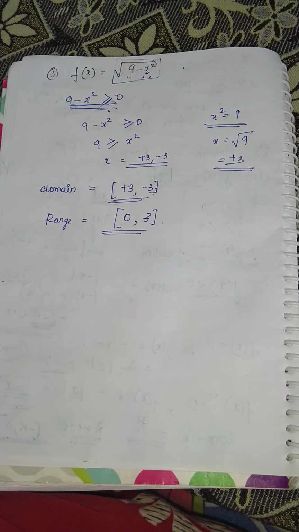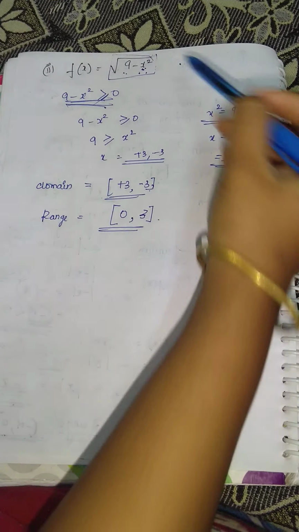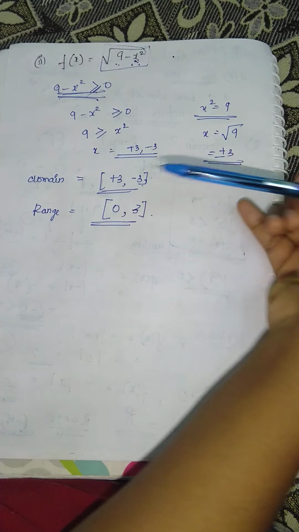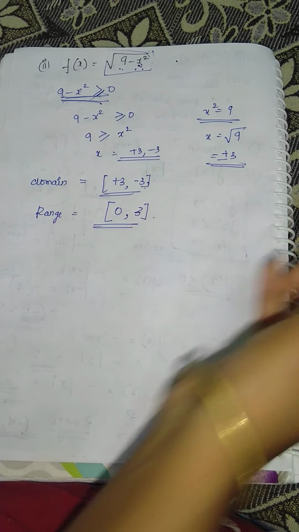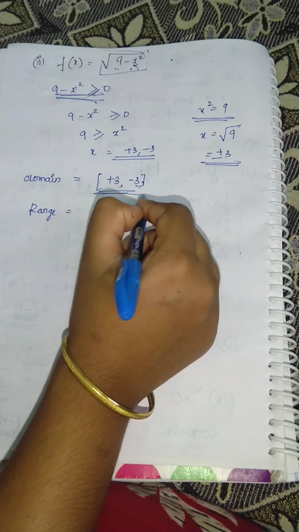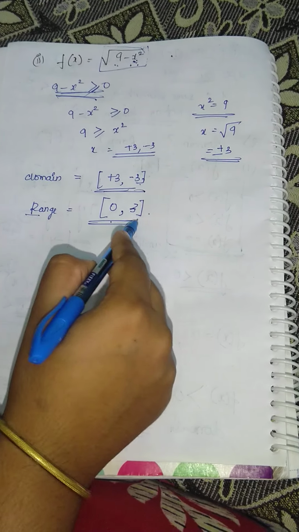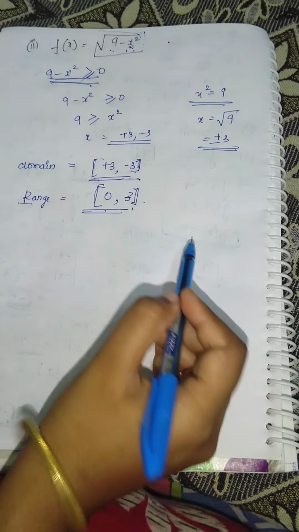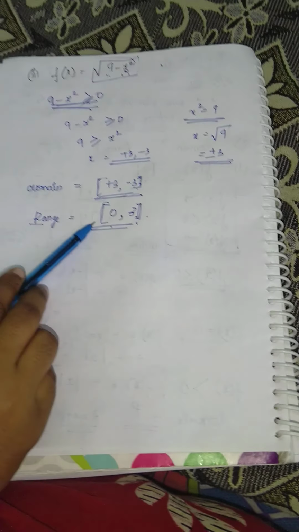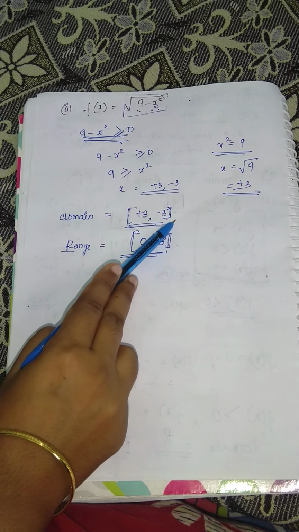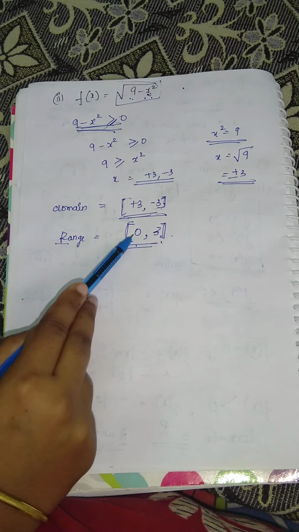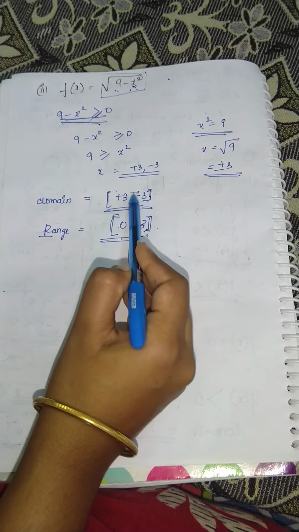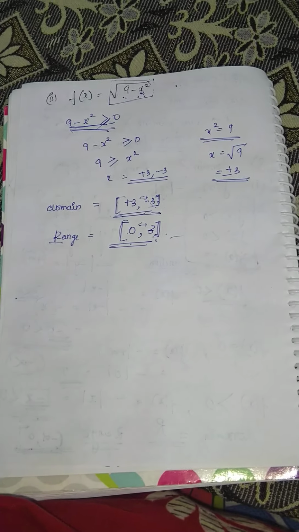Why am I not taking minus 3? Because if you put minus 3 in this part, you get the same thing as if you put plus 3 also. So positive 3 will be taken in the range part. So the domain is plus 3 comma minus 3, and your range is 0 comma 3. I'm putting a square bracket in both the domain as well as the range. The reason is that in both domain and range, the plus 3 value and minus 3 value are included. In the range, 0 is included and 3 is also included, and the numbers in between are also included. So here ends my first part.